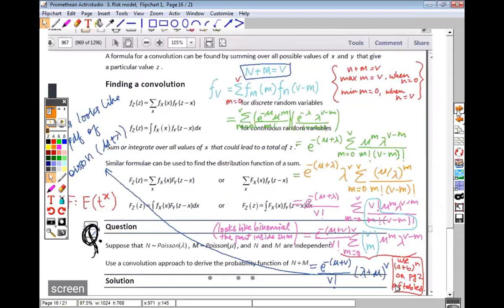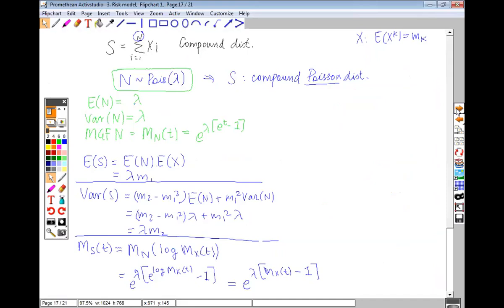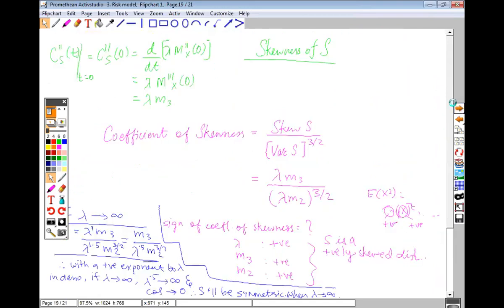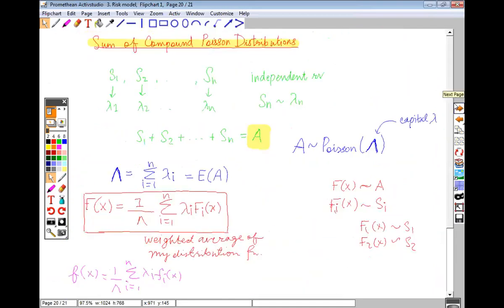And then we had a look at another concept, convolution, and an example of Poisson distribution. And then we had a look at sum of compound Poisson distributions.